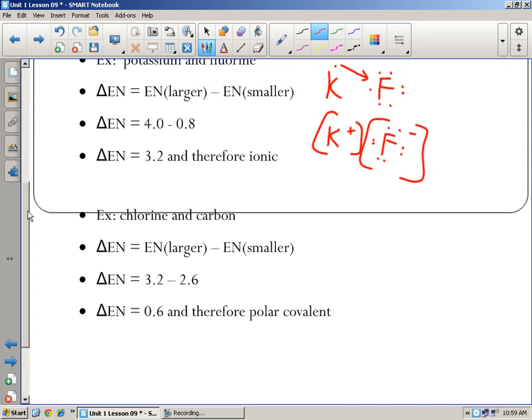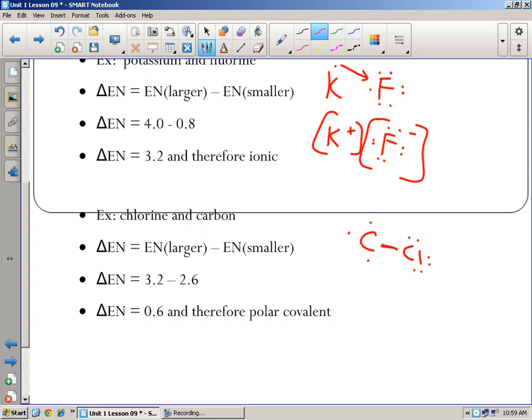This one here, chlorine and carbon, if you do the electronegativities on this, not a whole lot different, really. 3.2 and 2.6, that's a 0.6 difference. I'm going to actually ask you to do this today. That's just a single bond there, that's fine.